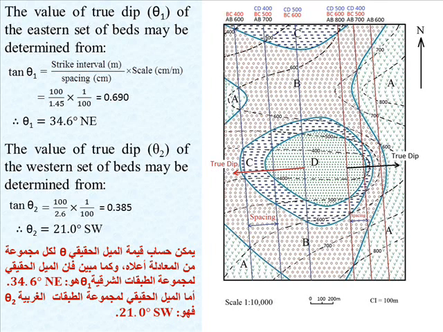The value of true dip θ2 of the western set of beds may also be determined from the same equation. Tangent θ2 equals 100 over 2.6 times 1 over 100, which gives 0.385. Therefore, θ2 equals 21 degrees southwest.